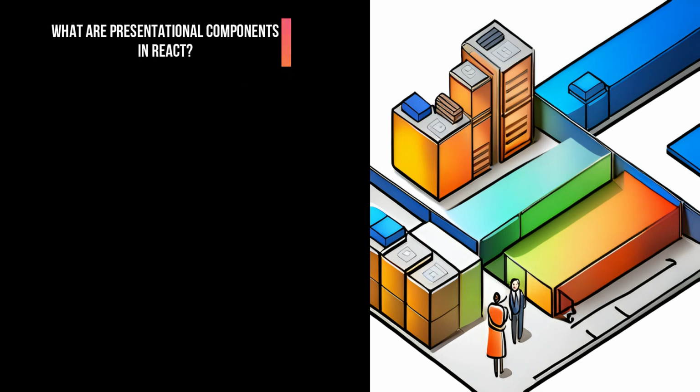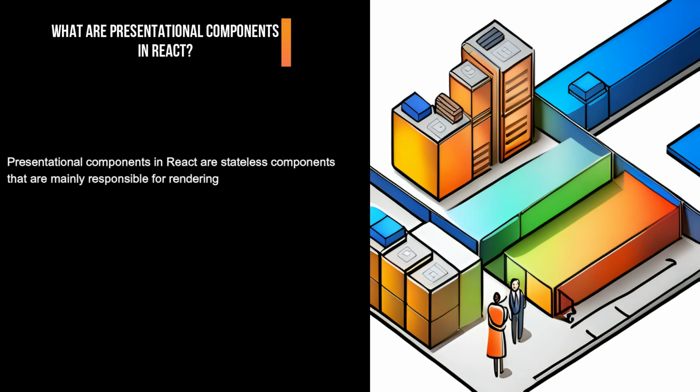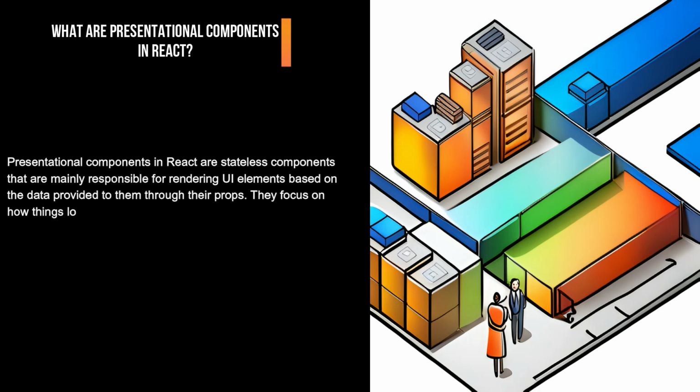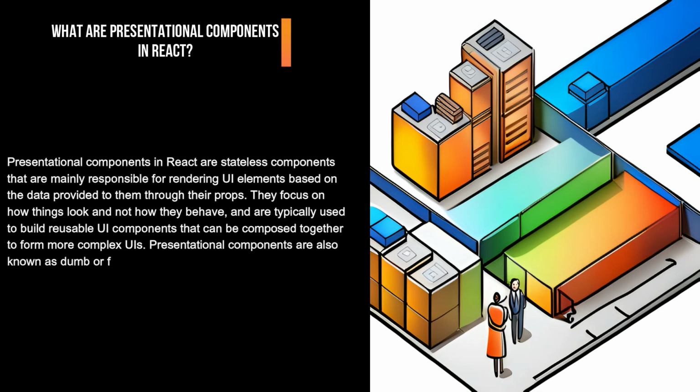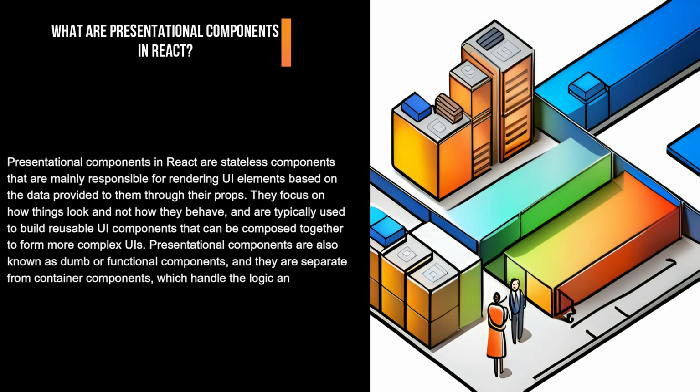What are presentational components in React? Presentational components in React are stateless components that are mainly responsible for rendering UI elements based on the data provided to them through their props. They focus on how things look and not how they behave, and are typically used to build reusable UI components that can be composed together to form more complex UIs. Presentational components are also known as DOM or functional components, and they are separate from container components, which handle the logic and data management of an application.